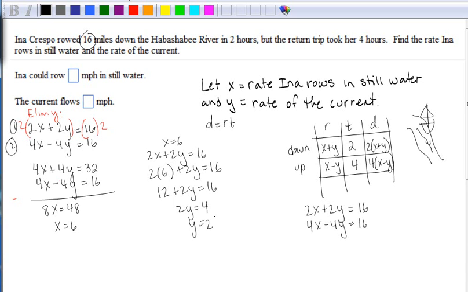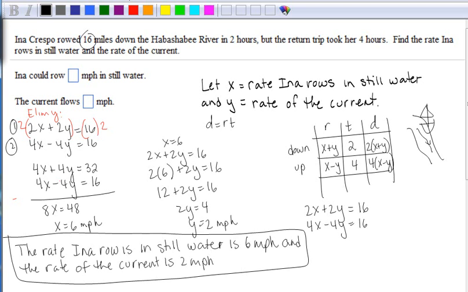So we just found out that the rate Inya rowed in still water is x, which is 6 miles per hour, since we're in miles per hour. And the rate of the current is 2 miles per hour. So downstream, she actually was going 8 miles per hour, whereas upstream, she was only going 4. So just rewriting what I just said, that is the answer to our word problem. I hope that helps.